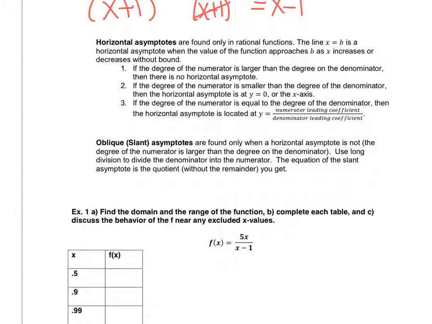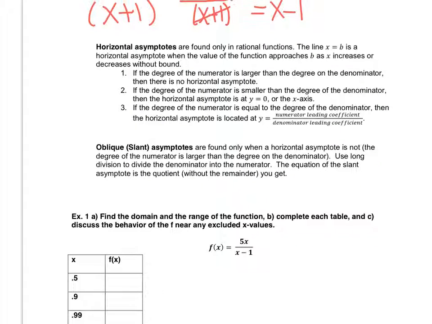Moving on to horizontal asymptotes, there's a couple of rules that you have to follow in finding horizontal asymptotes. If the degree of the numerator is larger than the degree on the denominator, then there is no horizontal asymptote. I put a little greater than sign to help me remember: if my degree on top is bigger than my degree on bottom, then there's no horizontal asymptote. Now, if the degree on top is smaller than the degree on bottom, so less than, then I have a horizontal asymptote at y equals 0.